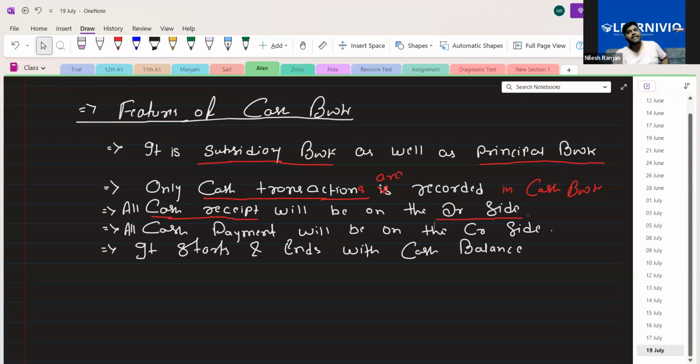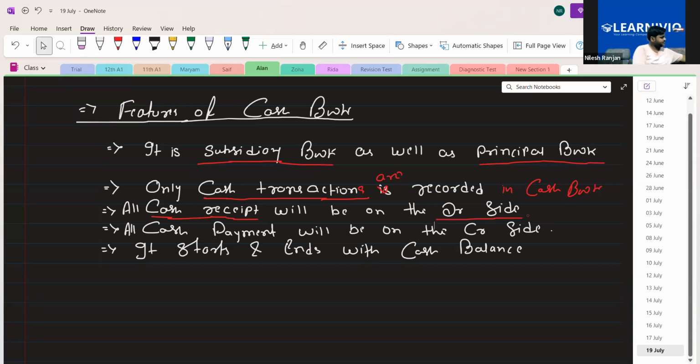It starts and ends with cash balance, like in the cash book. If you remember, in the cash account ledger also there was a cash balance in the beginning. That cash balance, how is it written, can you tell me?